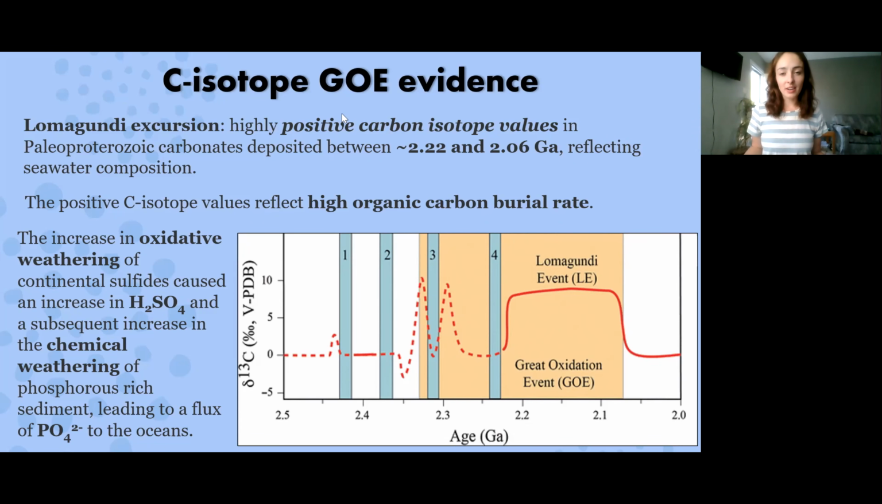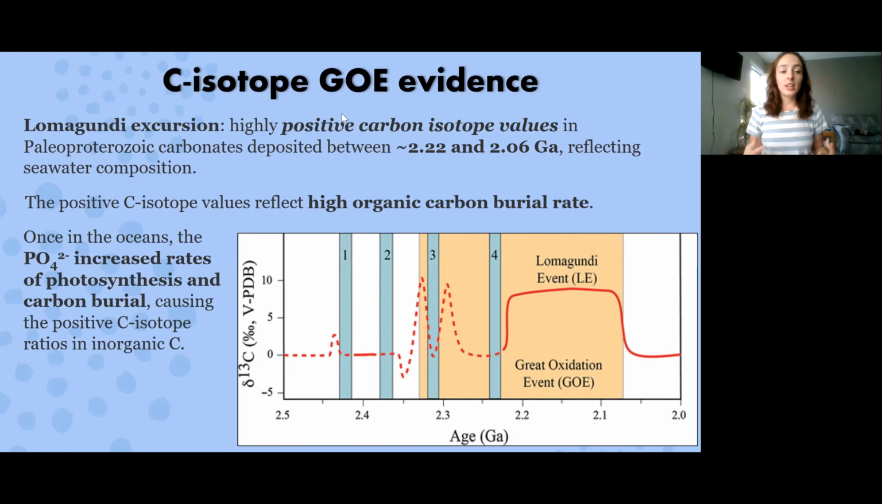But why were there high organic carbon burial rates? Well, the increase of oxidative weathering of continental sulfides. Oxygen in the atmosphere increased, and this increased the rate of sulfide oxidation, oxidizing sulfides into sulfate, and then causing increased production of sulfuric acid. That caused a subsequent increase in chemical weathering, because acids cause chemical weathering of sediment, and this can cause chemical weathering of phosphorus-rich sediment, which it did, and it led to an increased flux of phosphate to the oceans during this time.